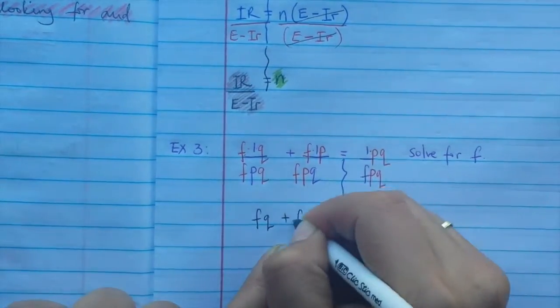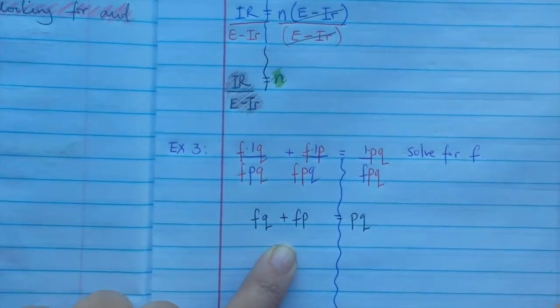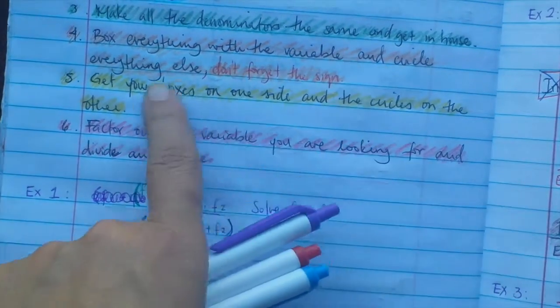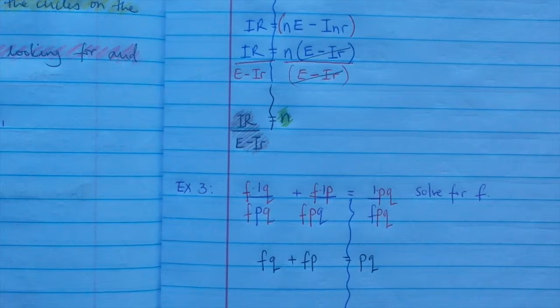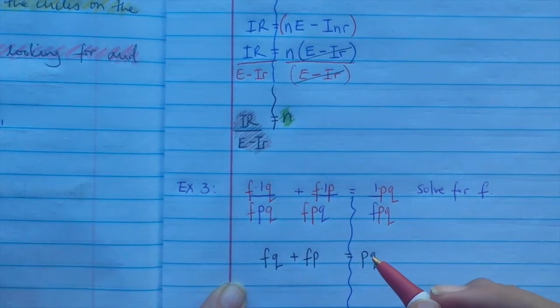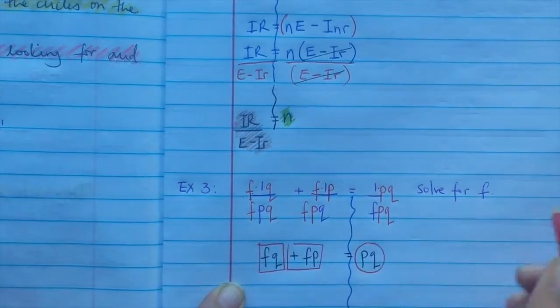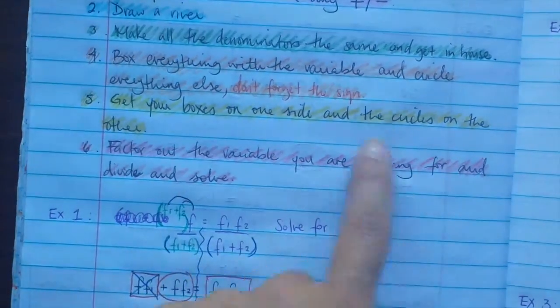So I'm just going to rewrite this. So FP equals PQ. Perfect. Then the next step after that was box everything with a variable and circle everything else. Don't forget your signs. So we're looking for F. Everything with F gets a box. So box, box, circle for everything else. Oh, that's already cool. Boxes on one side, circles on the other. They're already done for you.